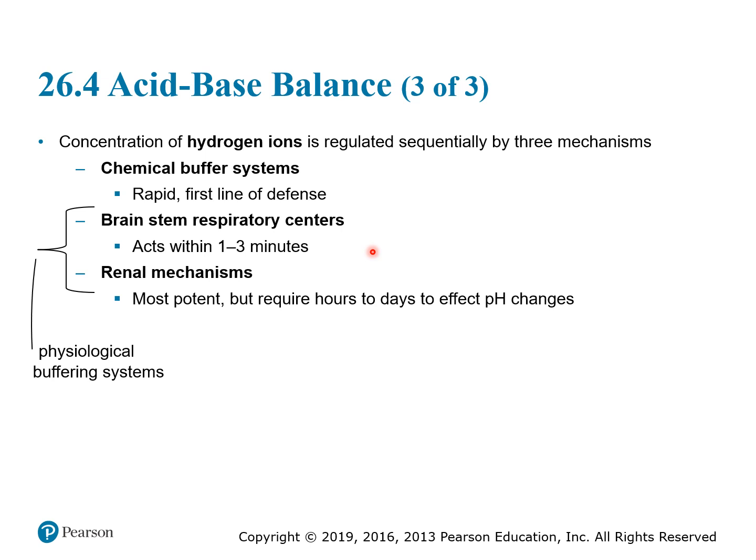And then we have the third system, which is the renal mechanisms. Renal mechanisms are more potent, but they require hours or days to affect the pH changes. And these two, the brainstem respiratory center and the renal mechanism, are known as the physiological buffering systems.